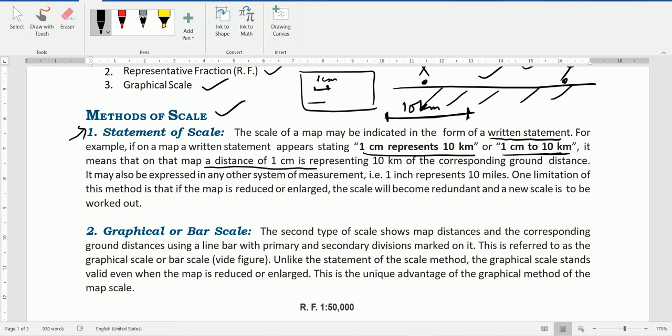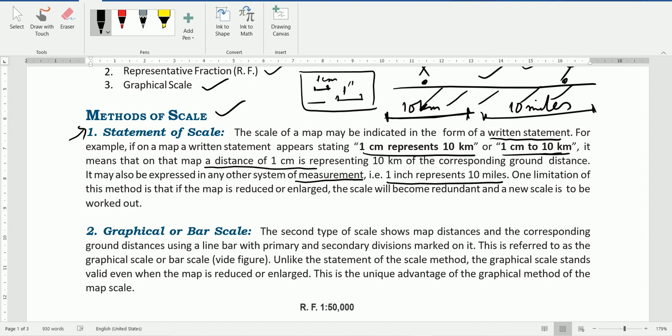It may also be expressed in any other form of measurement. Not only in terms of centimeter, it can also be expressed in terms of inches. That is, 1 inch represents 10 miles. In this case also, it means that a distance of 1 inch on the map represents a distance of 10 miles on the ground.